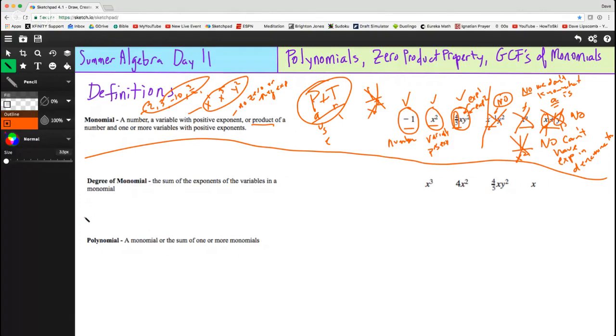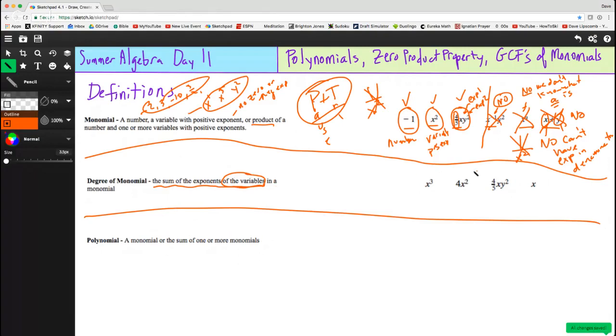Okay, so now let's talk about the degree of a monomial. The degree of a monomial is the sum. You just take all the exponents of the variables. So forget about your coefficient and just add up all the exponents of the variables. This is pretty straightforward. So what is the degree of these guys?